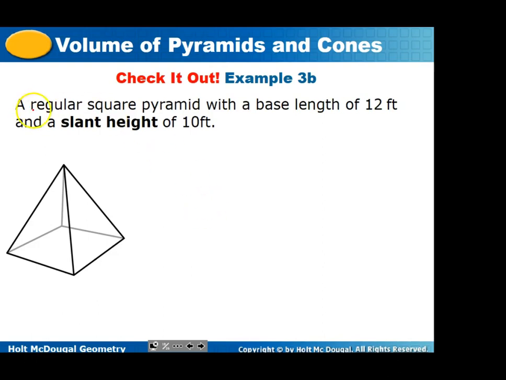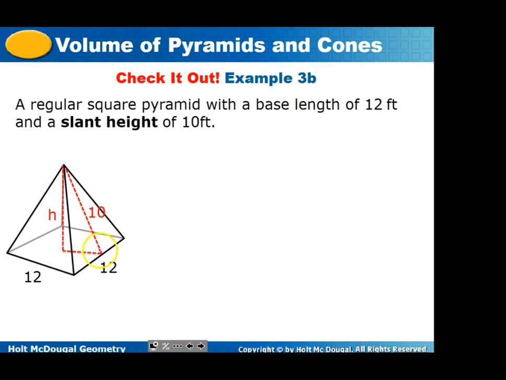Okay, so this says a regular square pyramid with a base length of 12 feet and a slant height of 10 feet. So that means that both dimensions here are 12 and 12 because it says it's a square pyramid. Then it says I have a slant height of 10 feet. So that means it's this height out here. It's the slant. Well, I can't use that to solve this problem because I need the actual height, which would be in here. So that slant height was 10. What I just drew right there is the actual height. So I'm going to go ahead and complete this triangle here.